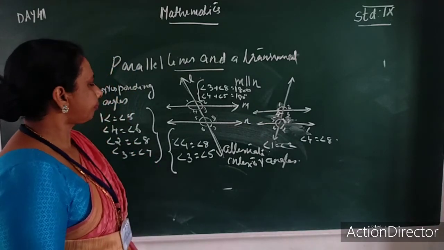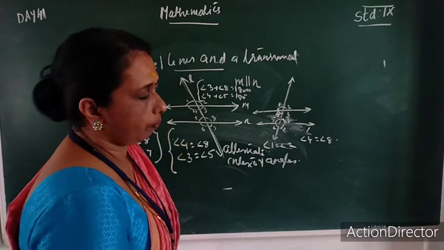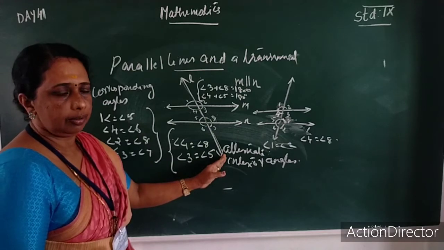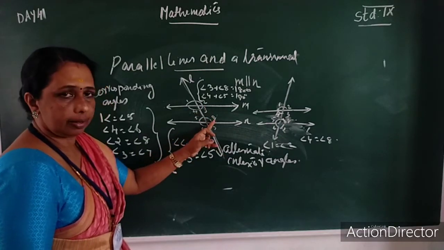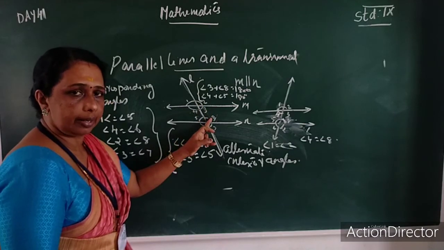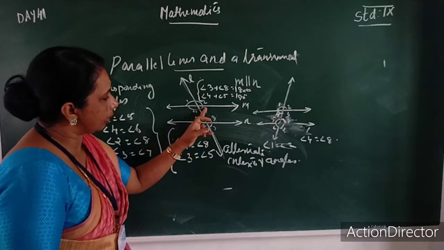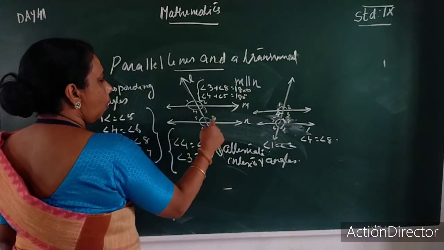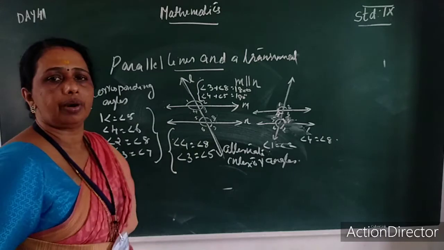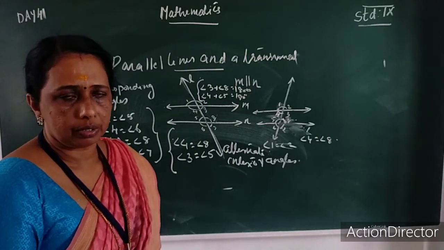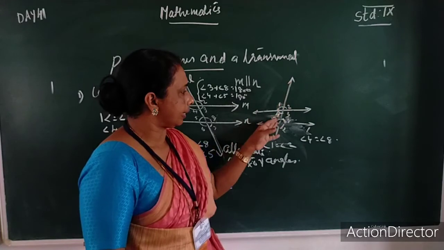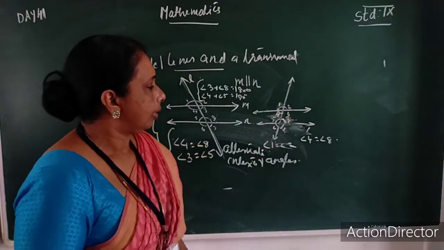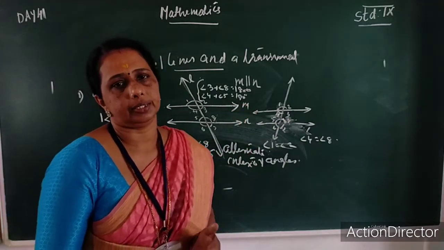Next theorem, that is theorem 6.4. If two parallels are intersected by a transversal, the co-interior angles are supplementary, or allied angles are supplementary, or interior angles on the same side of the transversal are supplementary. That means angle 3 plus angle 8 is equal to 180 degrees, or angle 4 plus angle 5 is equal to 180 degrees. Its converse: when two lines are intersected by a transversal and one pair of co-interior angles is supplementary, then these two lines are parallel to each other.